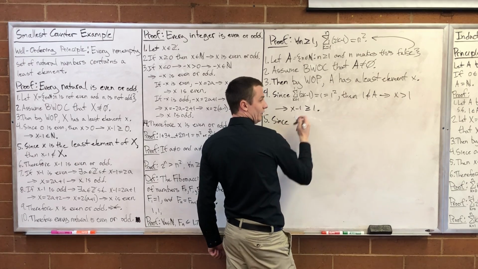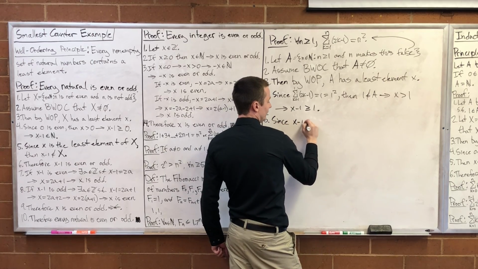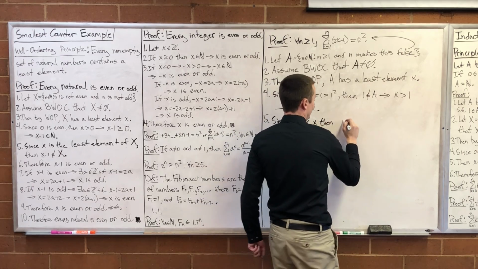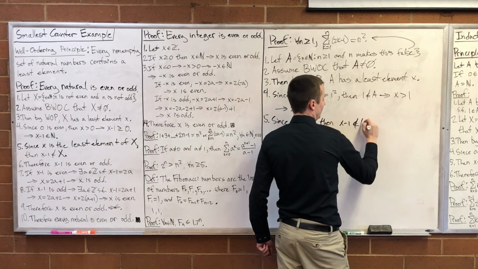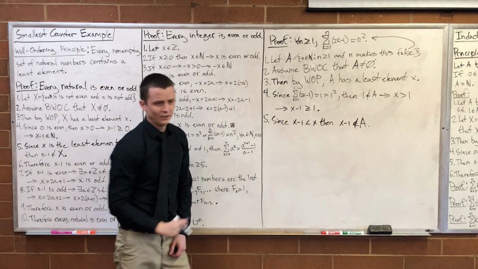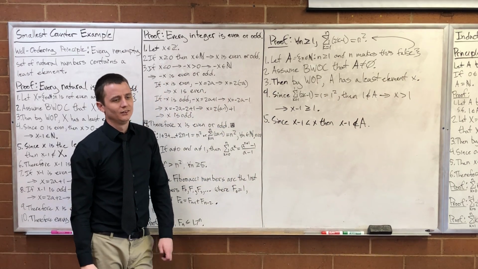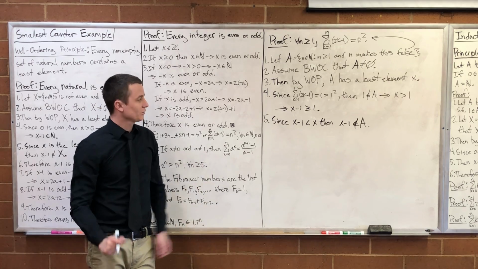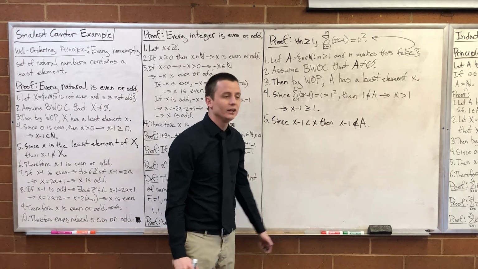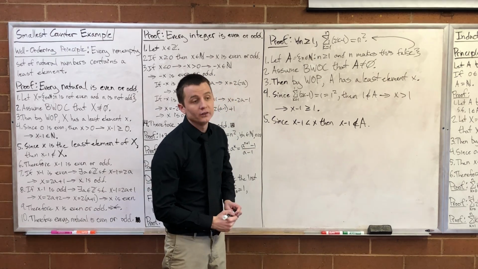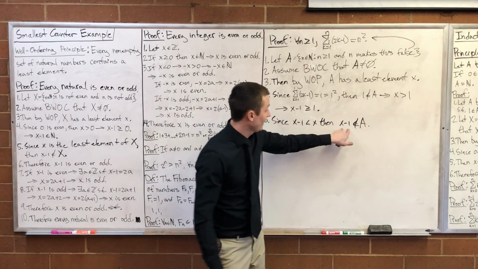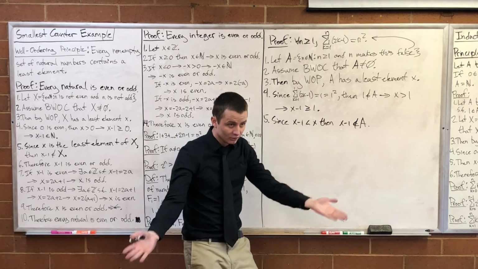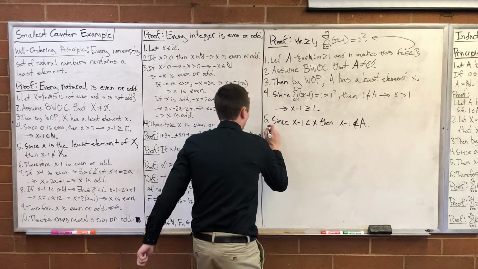Since x minus 1 is less than x, then x minus 1 is not in A. How do I know that? Because x is the smallest number, the smallest thing in A. So x minus 1 is not in A. A is a set of all the things that make it false. Since x minus 1 is not in A, then x minus 1 must make it true. Okay. So 6.